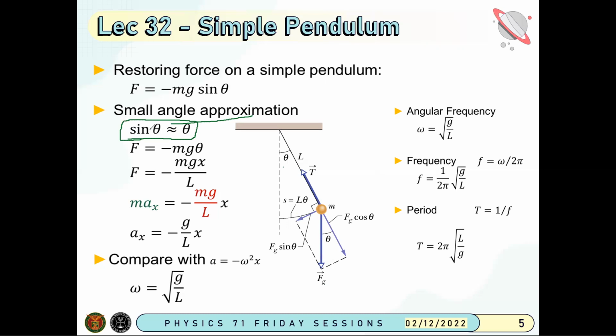Right? So, kung sin theta is approximately theta, then this will just be theta. So, negative mg theta na lang yan. Where theta, itong initial angle natin, right? So, pwede tayo mag-solve to get kung ano ba yung value ng theta. So, theta is just, ano ba to?